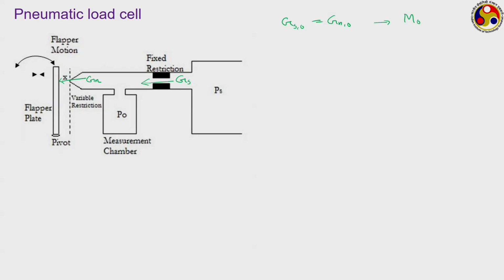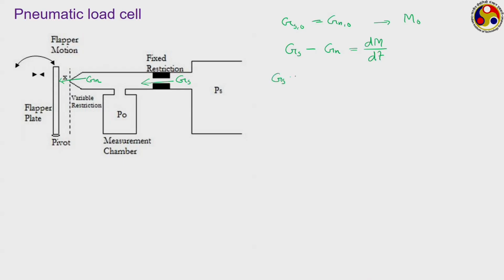Now, if there is a change in the position of the flapper plate because of some force application on it, then let us say Gs is the mass flow rate that is coming through the restriction, and Gn is the one that is going through the nozzle outlet. If they are not equal, then there will be some mass accumulation. So, the rate of change of mass stored in this measurement chamber can be given by this.